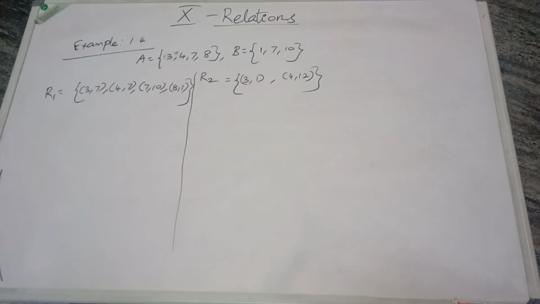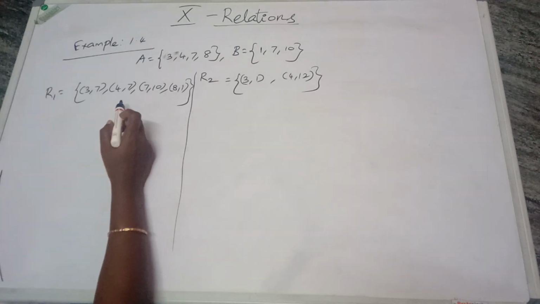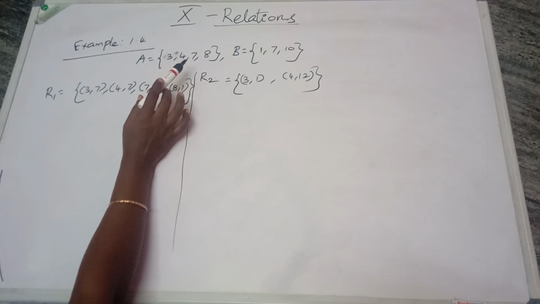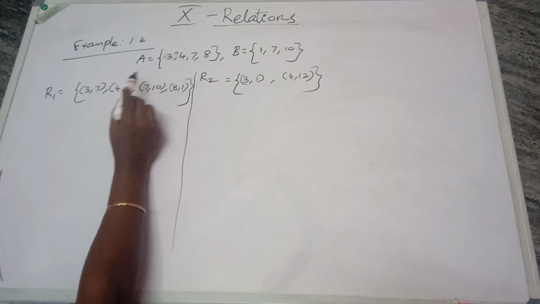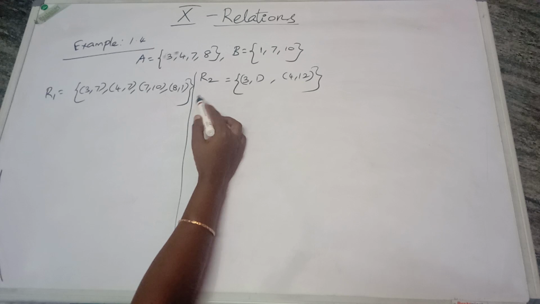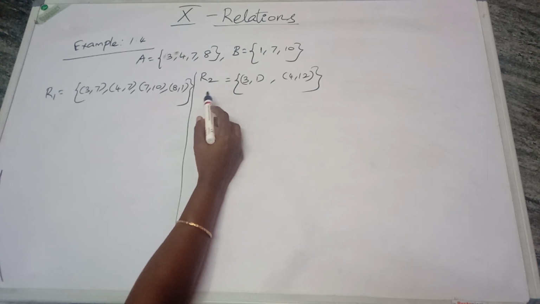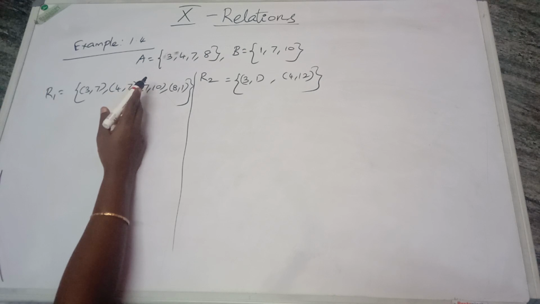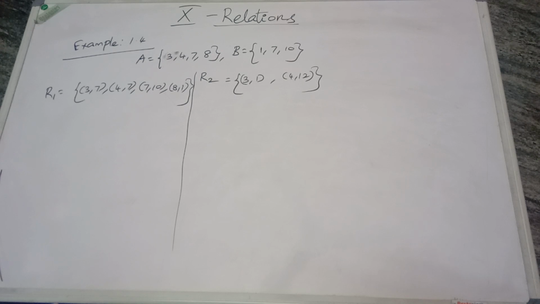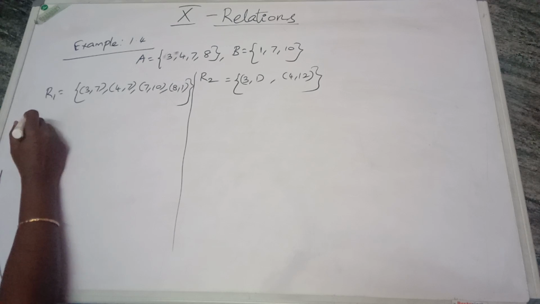Now we can see example 1.4. In that example, they have given the sets A and B. Then: which of the following sets are relations from A to B? Here they have given R1, R2 and R3, three sets of relations. So they asked which of the relations are from A to B. For that we already know every relation is a subset of A cross B, the Cartesian product of the given two sets. Every relation is a subset of A cross B. So first we have to find A cross B.